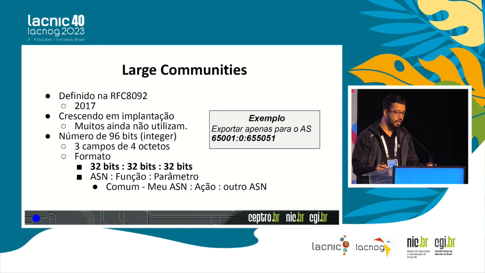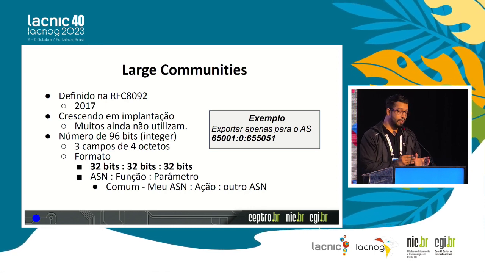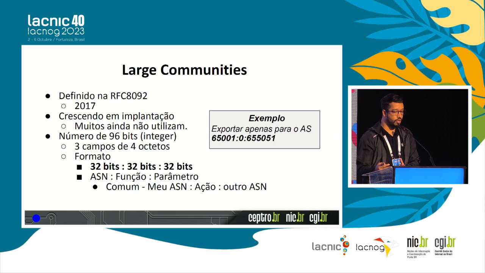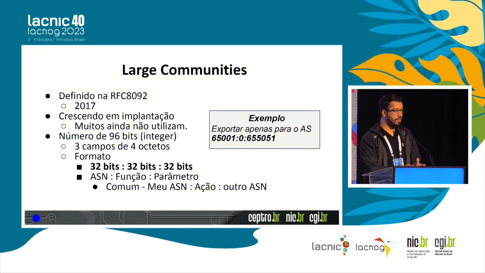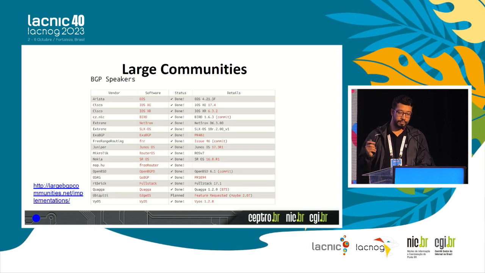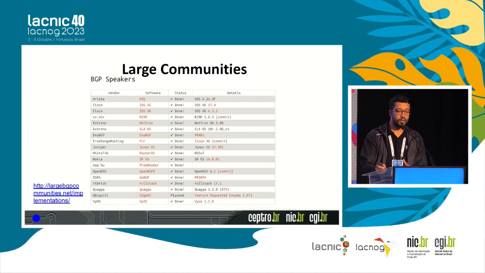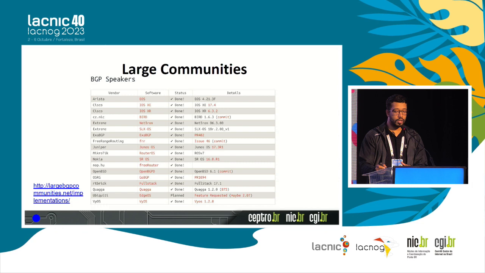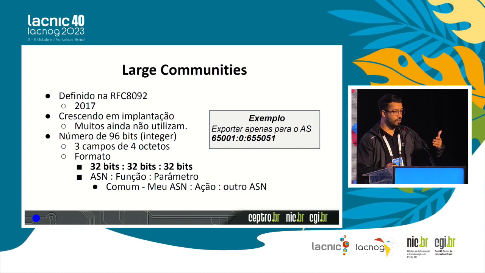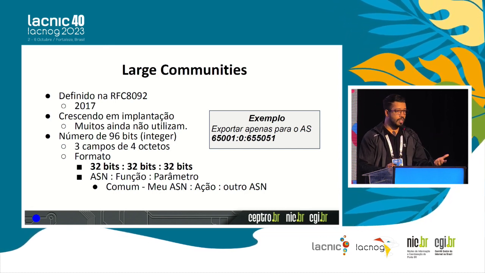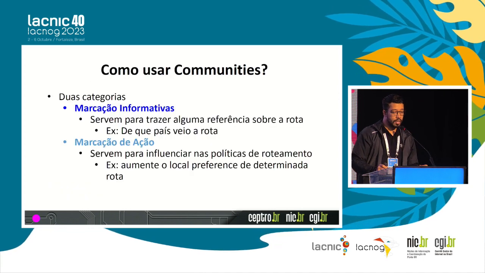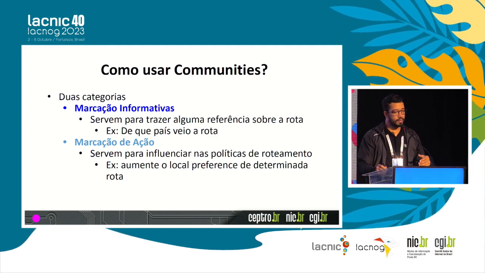That is why we have the large communities. They're not so new. This is an RFC of 2017, RFC 8092, with 32 bits, and here we can include ASNs with 32 bits, and the function is similar. You can identify the routes by using these communities. Here you have a list where we can see what kind of equipment already has support for these large communities, because this was launched in 2017. So if you have devices prior to that date that didn't receive any firmware update, they won't be able to receive these communities.